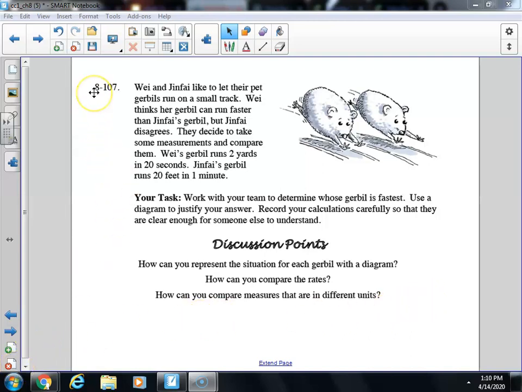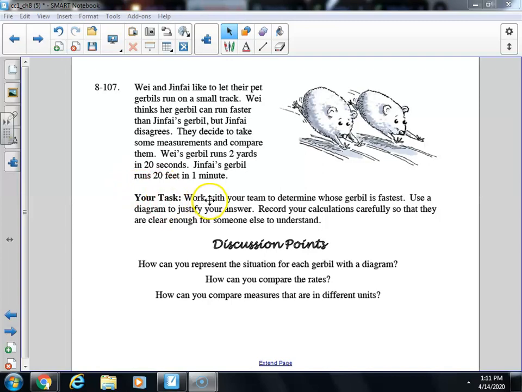So question 107 says, Wei and GenFi, I'm not sure if that's the correct pronunciation, like to let their pet gerbils run on a small track. Wei thinks her gerbil can run faster than GenFi's gerbil, but GenFi disagrees. They decide to take some measurements and compare them. Wei's gerbil runs 2 yards in 20 seconds, and GenFi's gerbil runs 20 feet in 1 minute.